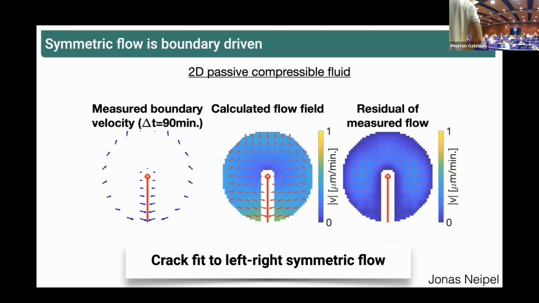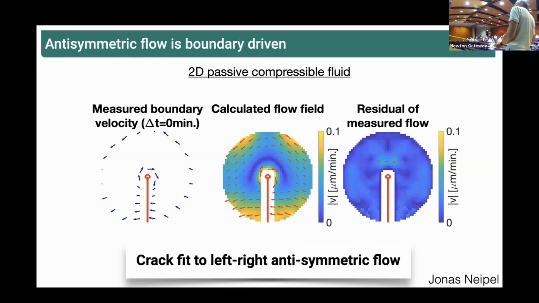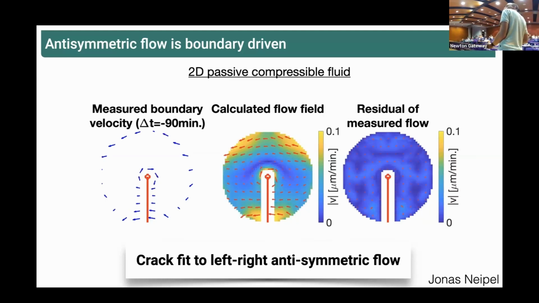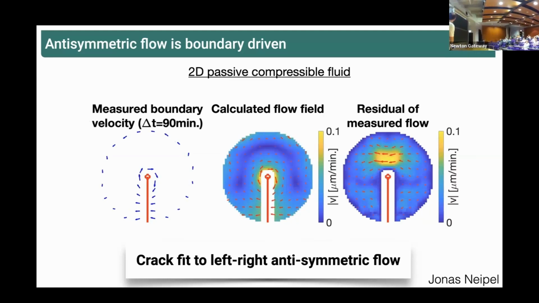This is now looking at the left-right symmetric component of the flow field. Now we're going to do the same with the left-right antisymmetric flow field. So here are the antisymmetric components of the boundary flows. Here's the calculated antisymmetric flow field. Here's the residual between calculated and measured. Again, over time, it seems to fit quite well. Towards the end, this starts to depart from the prediction, but this is also the onset of neural tube closure, of setting up the structures that give rise to neural tube closure. So this is perhaps not totally surprising that it starts to fail at later times.